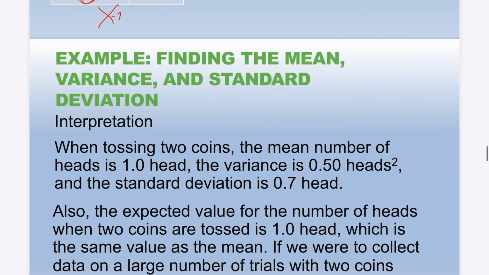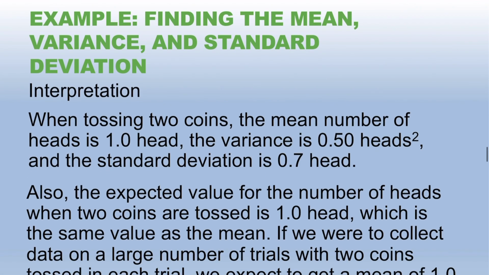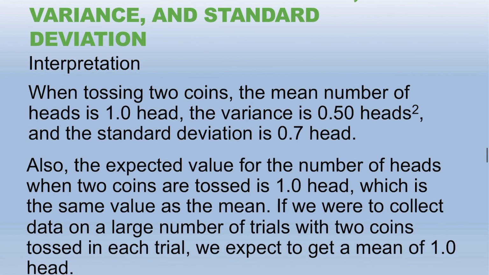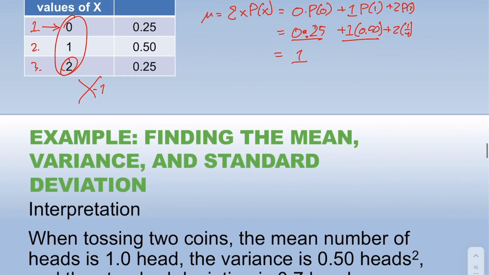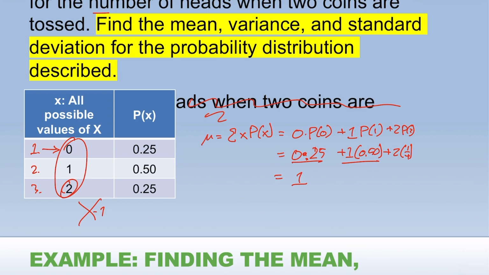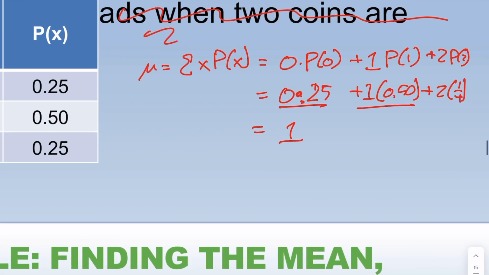Okay. So, finding the mean, variance, and standard deviation. We just found the mean. The mean was 1. So what's the variance going to be? Well, the variance, which is sigma squared, is going to equal the sum of x minus the mean, mu, which was 1, squared, times the probability of x.